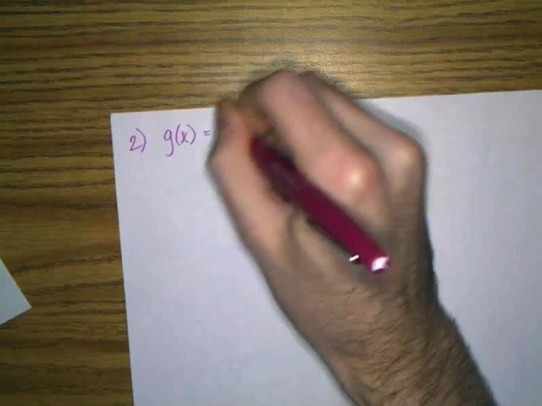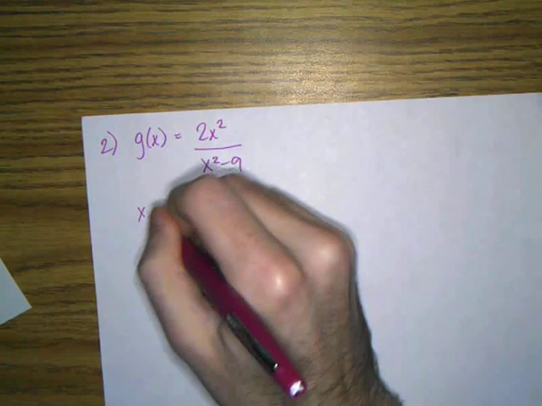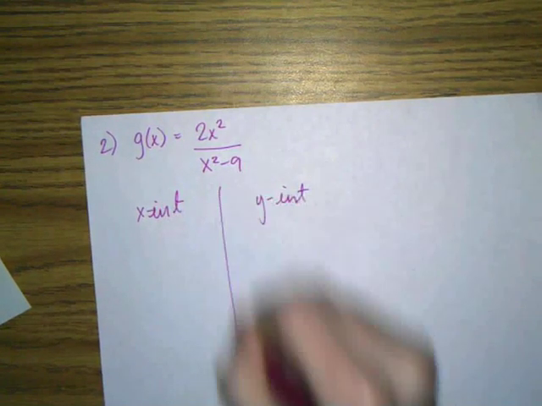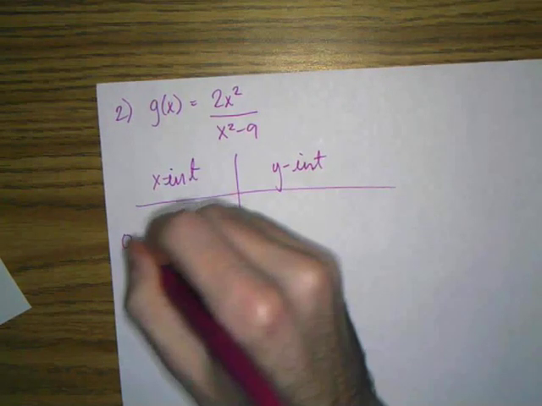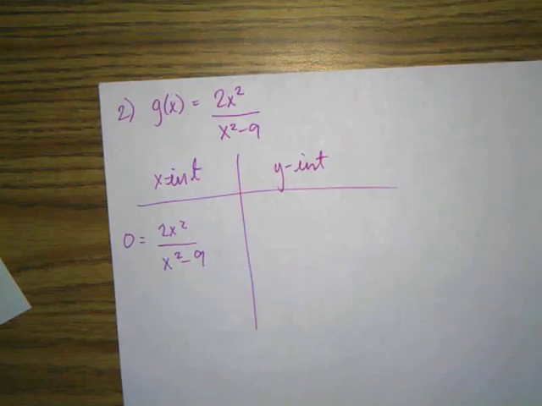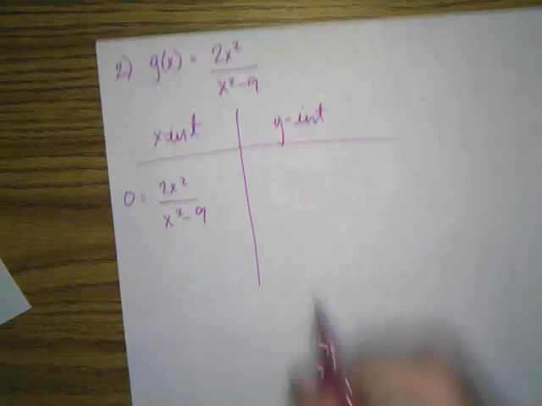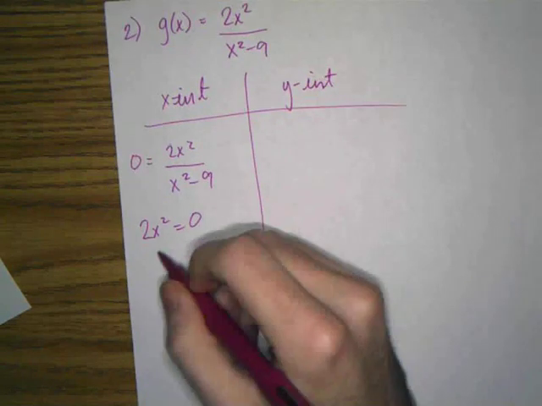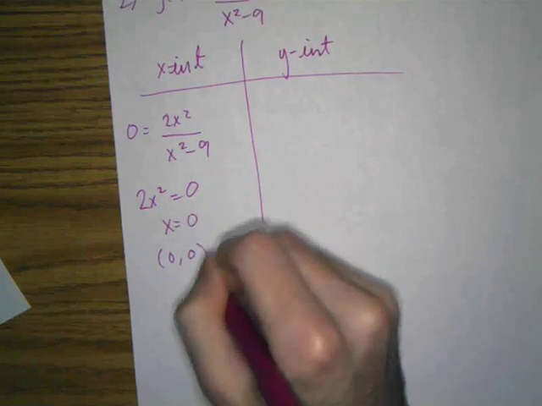So g of x is equal to 2x squared over x squared minus 9. We're going to find the x-intercept and the y-intercepts. Okay, so we set y equal to 0, and then we have 2x squared over x squared minus 9. So where does our numerator equal 0? Here we actually don't even need to factor. We can just take our numerator and set it equal to 0. Well, this is easy. X has to be equal to 0 then. So our x-intercept is (0, 0).